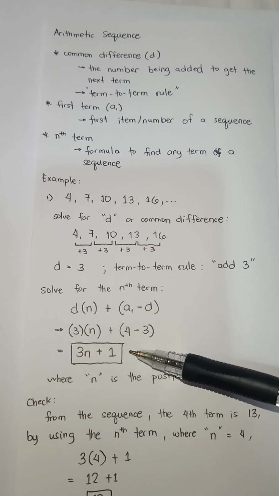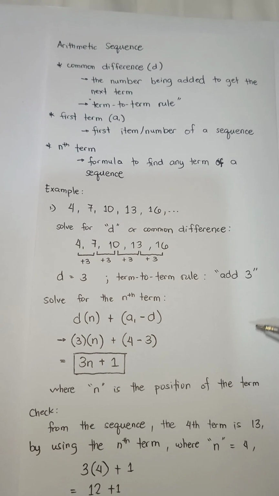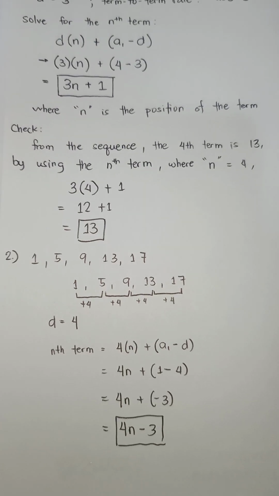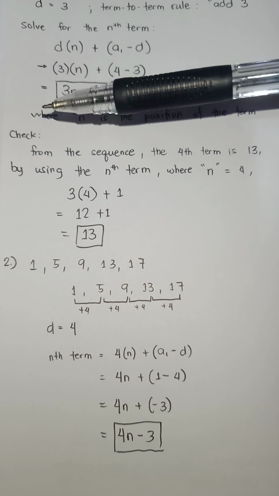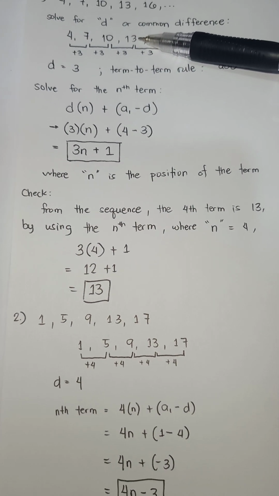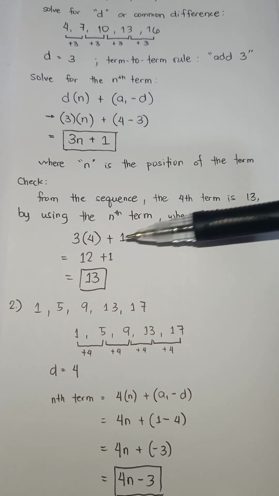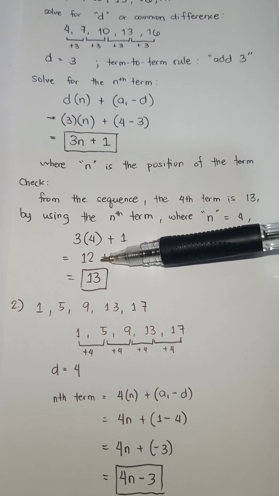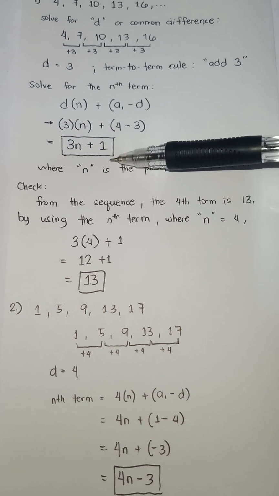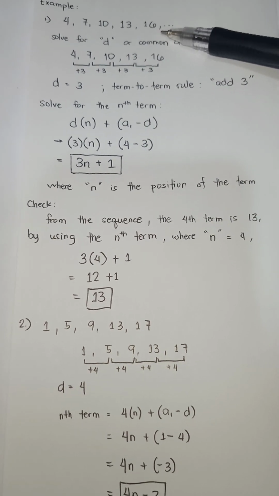We can use this formula to find any term of this sequence, where n is the position of the term. To check, from the sequence, the fourth term is 13. By using the nth term where n is equal to 4, 3 times 4 plus 1 is 12 plus 1, which is the same as 13. So therefore, the formula that we got is correct for this given sequence.